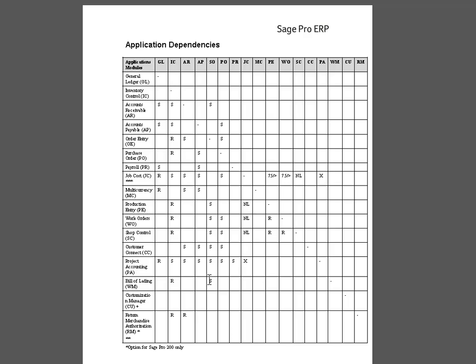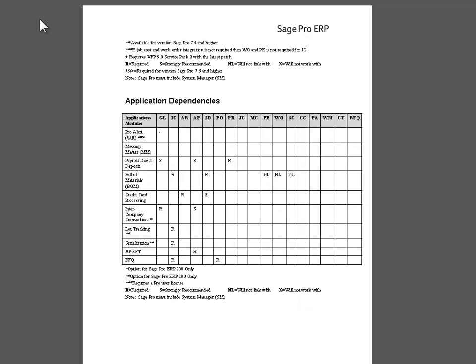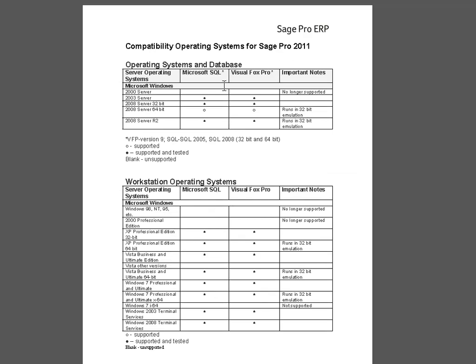Application dependencies are documented in this combined system requirements document. It shows you that if you were to buy the work order module, you would have to have the production entry module installed too. Things like that, which modules depend on other modules. There's a similar chart for the non-core modules, such as Message Master and Payroll Direct Deposit. Obviously, to run Payroll Direct Deposit, you must have payroll installed. It explains that. There's also a list of the compatible operating systems.